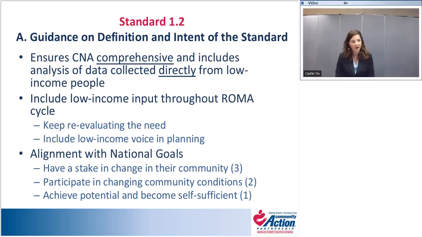And thirdly on this slide is the alignment with the goals and strategy of Community Action as a network, pointing to those national goals. Having low-income people as a part of the assessment and the planning process gives them a stake in the success of their community. Having them participate in addressing those conditions of poverty helps them participate in really changing their community. And it helps build their social capital so that they can become more self-sufficient.